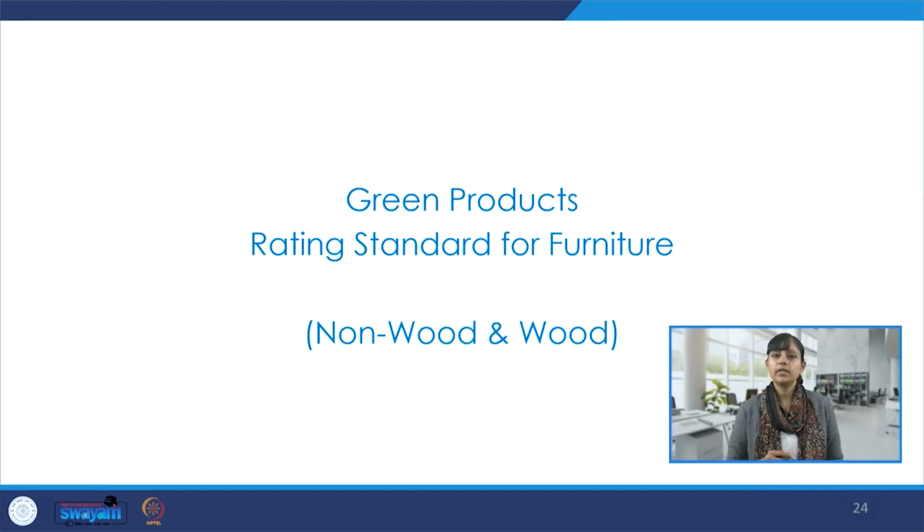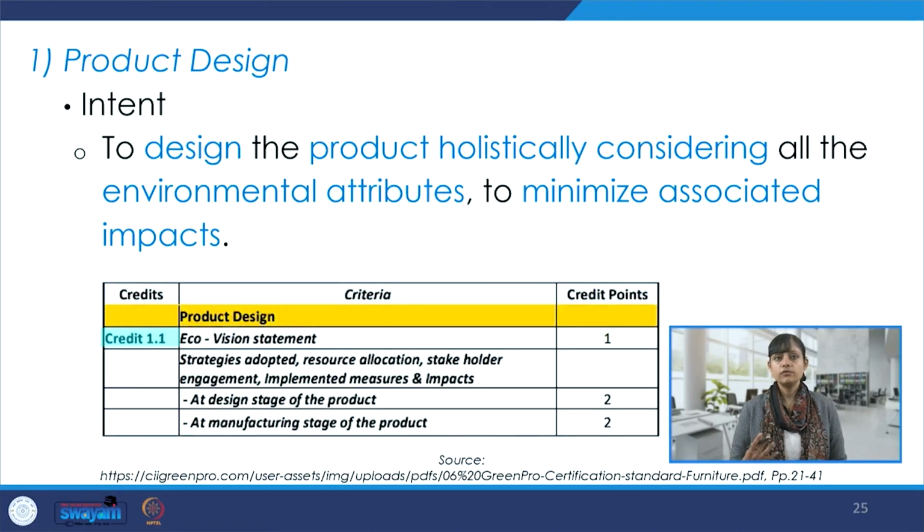Continuing further, with rating standard for furniture, both non-wood and wood, to understand each of these categories in detail, the 7 points that we were seeing in the tables a few slides ago, starting with the product design. So the intent behind product design is to design the product holistically, considering all the environmental attributes where we are trying to minimize associated impacts. So we did see credit 1.1, which is part of product design, and it talks about very important aspects, eco-vision statement, and design stage of the product, manufacturing stage of the product, all of those in detail.